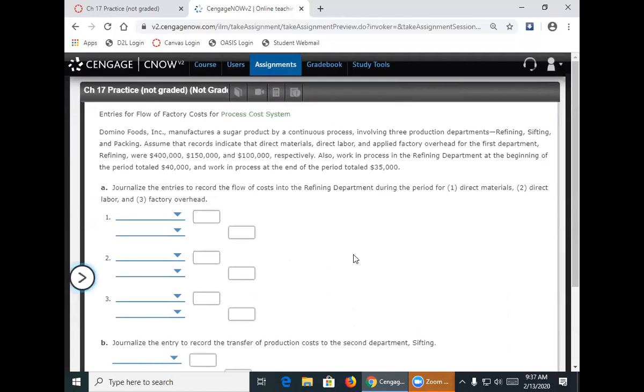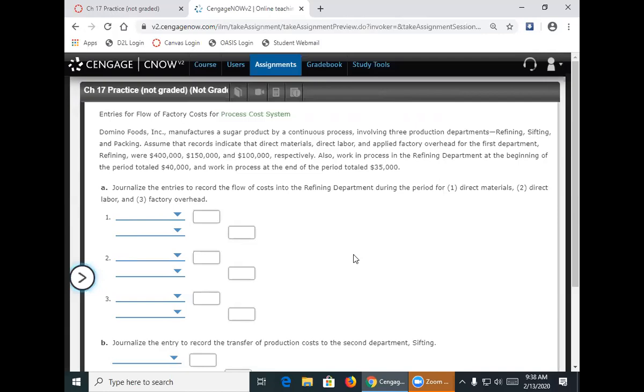So we did that in the first problem, and then we looked at allocating factory overhead, which, as far as this chapter goes, you calculate applied overhead the same way. Now you just have to calculate it for each work in process inventory account. So that's really the only difference there.